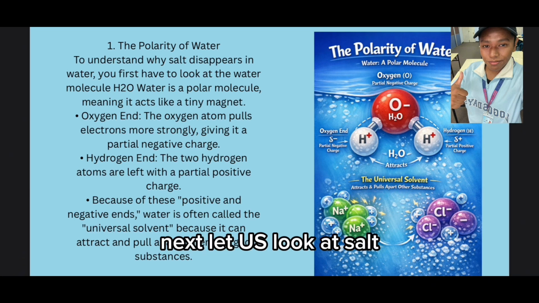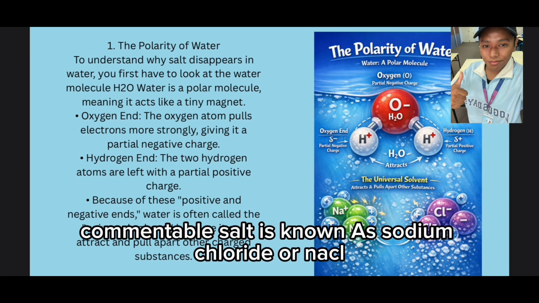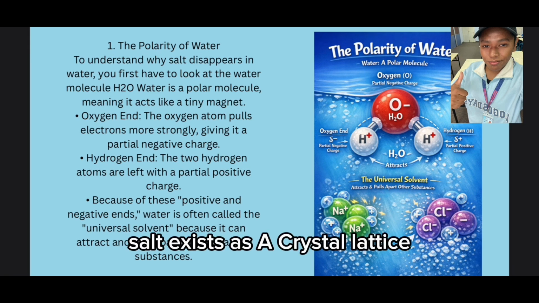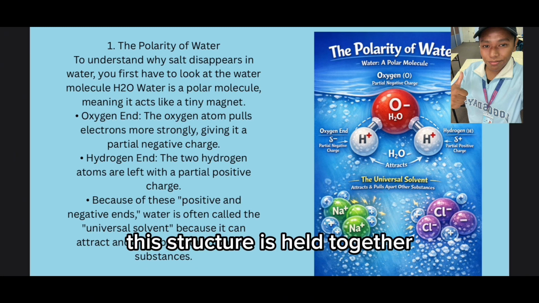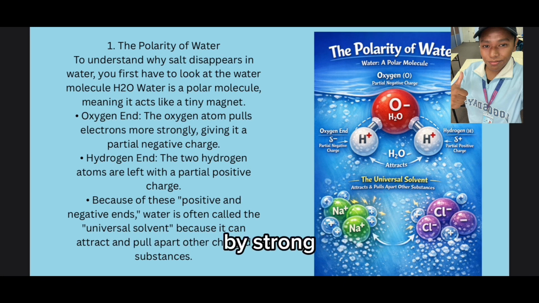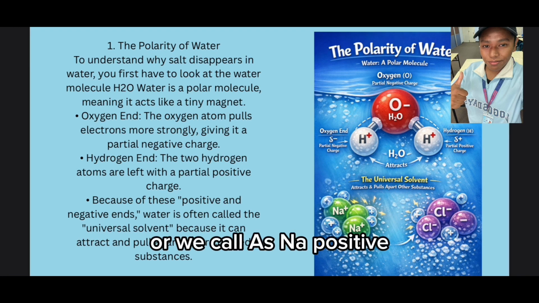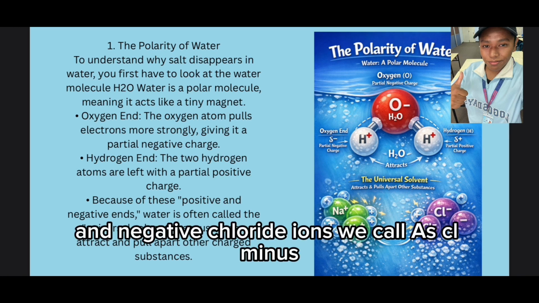Next, let us look at salt. Common table salt is known as sodium chloride, or NaCl. In solid form, salt exists as a crystal lattice. This structure is held together by strong electrostatic attraction between positive sodium ions, which we call Na+, and negative chloride ions, which we call Cl-.